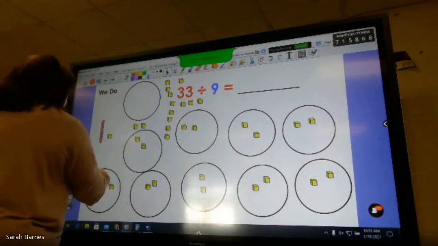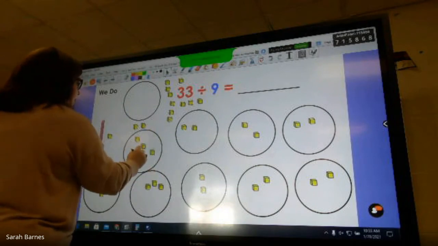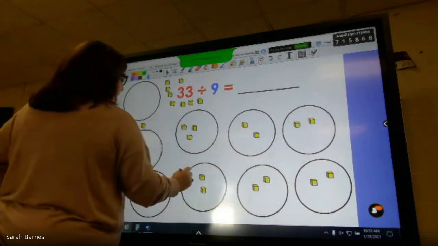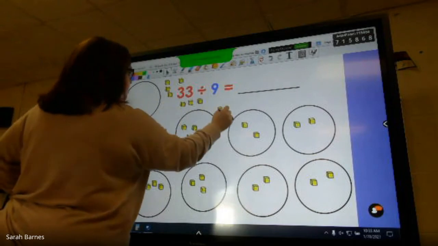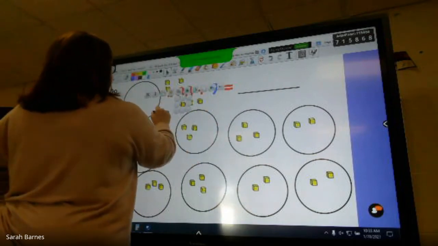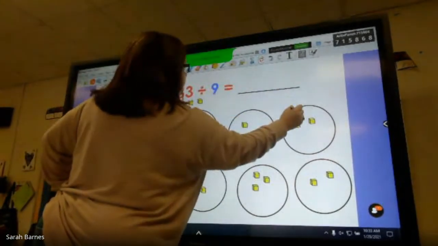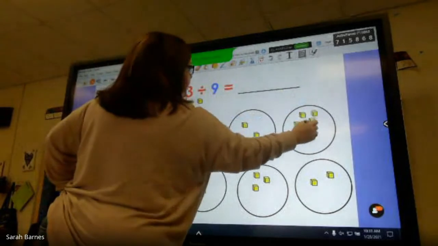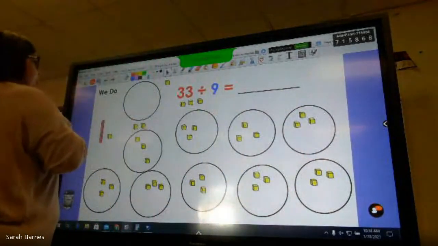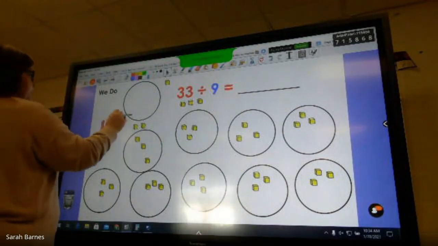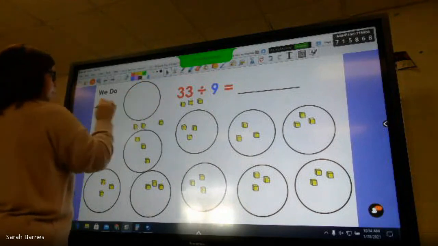So 1, 2, 3, 4, 5, 6, 7, 8, 9. Okay, so when you're finished, let me know. And make sure, guys, that your groups are even. Make sure every circle has only 3 ones, because when we divide, we have to make sure we share out equally.